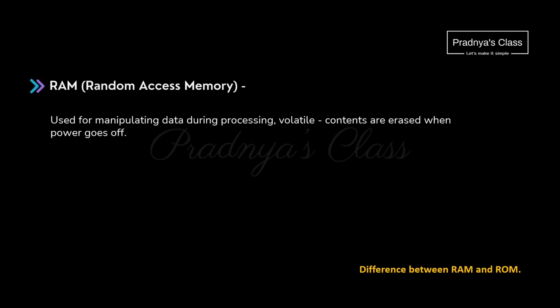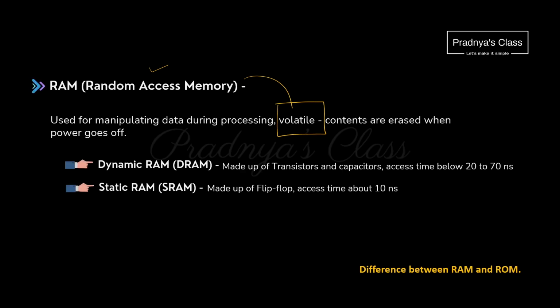Let's check out the first type, that is RAM, random access memory. The most important point is it is volatile. It means when the power goes, the content will get erased. And as we discussed, there are 2 types of RAM, dynamic RAM and static RAM.